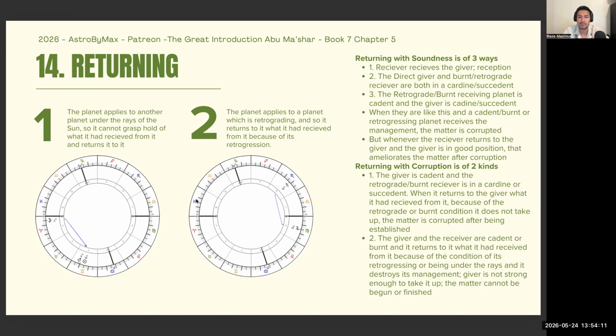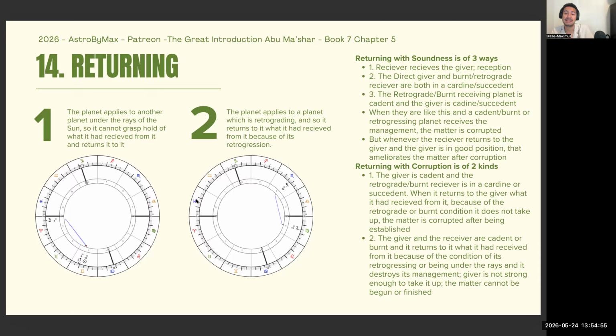The planet receives the management, but it returns it back. And sometimes the matter can be returned in a corrupted way. But if the planet that is giving, and the planet that it returns it back to, is in a strong position, like the cardine direct, or not cadent, sorry, succeedent or cardine direct, maybe in dignity too, then whatever difficulty happened after giving that management in a maybe difficult way will be ameliorated after that corruption. But there is returning with corruption here. So these are the conditions of returning with soundness. This is returning with corruption here.